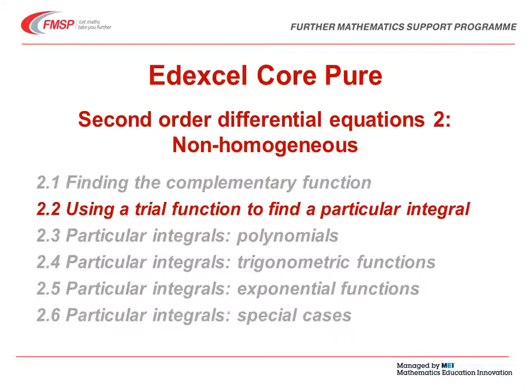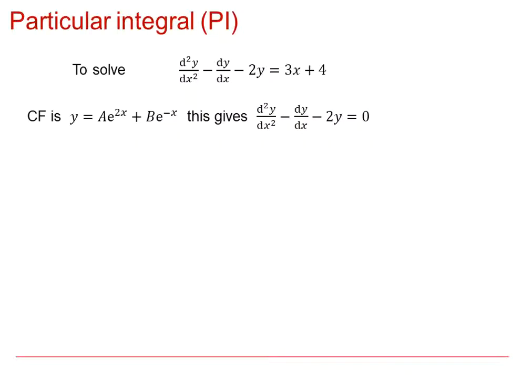Edexcel Core Pure, second order differential equations 2, the non-homogeneous case, using a trial function to find a particular integral. So now we are looking at the second order linear equation, which is non-homogeneous because it equals 3x plus 4.